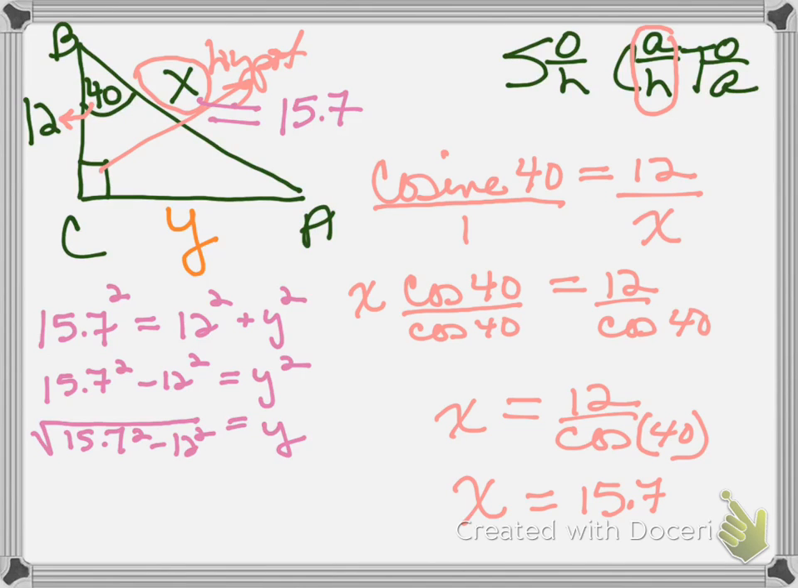Put that in your graphing calculator in that one step. Second square root of 15.7 squared minus 12 squared. Close the parentheses again. Hit enter. And I am getting that y equals 10.1. Okay, so y equals 10.1.